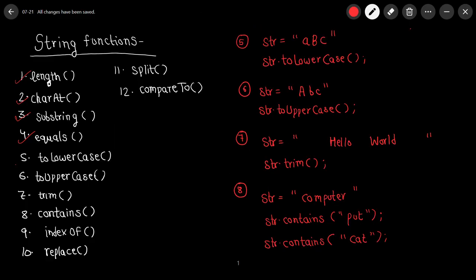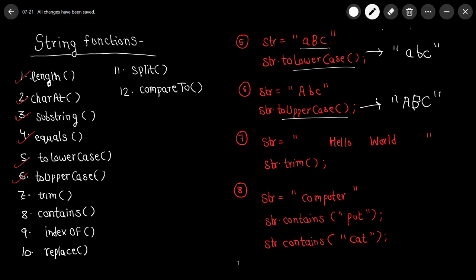So up next we have the toLowerCase and toUpperCase functions. As the name suggests, the toLowerCase function is used to convert every character into lowercase. So suppose our string is small a, capital B, small c. If I apply the toLowerCase function, it would convert everything into lowercase. So we would get small a, small b, and small c. So this would be our output. Similarly, toUpperCase converts everything into uppercase. So in this case, you would get capital A, capital B, and capital C as our output. So this was the working of the toLowerCase and toUpperCase functions.